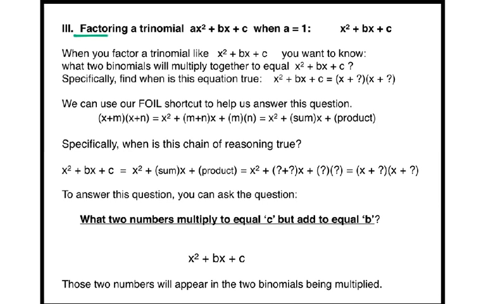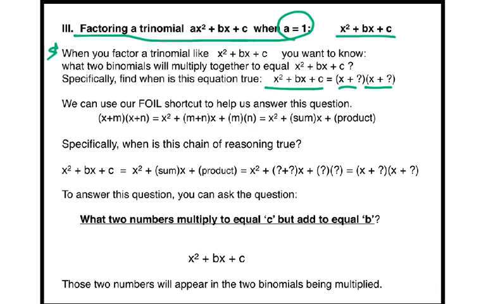Let's talk about how to factor a trinomial ax squared plus bx plus c when a equals 1. In other words, x squared plus bx plus c. When you factor a trinomial like x squared plus bx plus c, you want to know what two binomials will multiply together to equal x squared plus bx plus c. Specifically, find when this equation is true, that x squared plus bx plus c is equal to x plus something times x plus something. We can use our FOIL shortcut to help us answer this question.